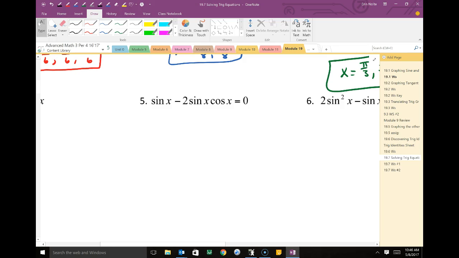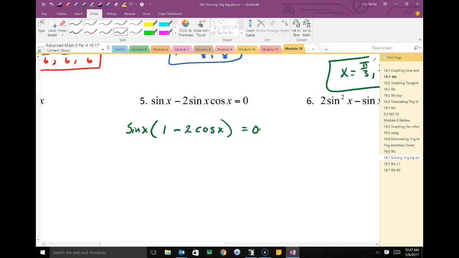Can I pull a greatest common factor out of those two terms? Sine of x, good. So if I pull a sine out of both pieces, what would be left out of the sine? 1 minus sine. Now if I pull the sine out of 2 sine cosine, what's left? 2 cosine, right? Because I'm pulling the sine out.